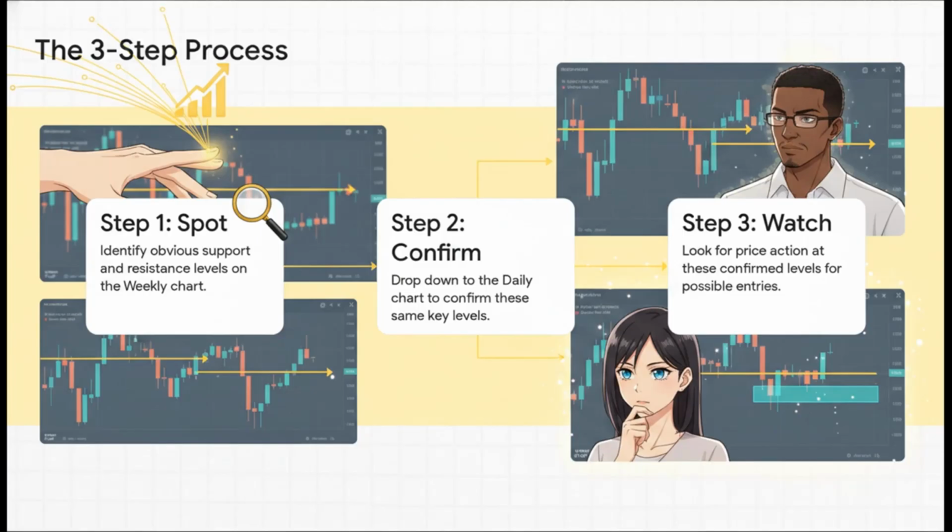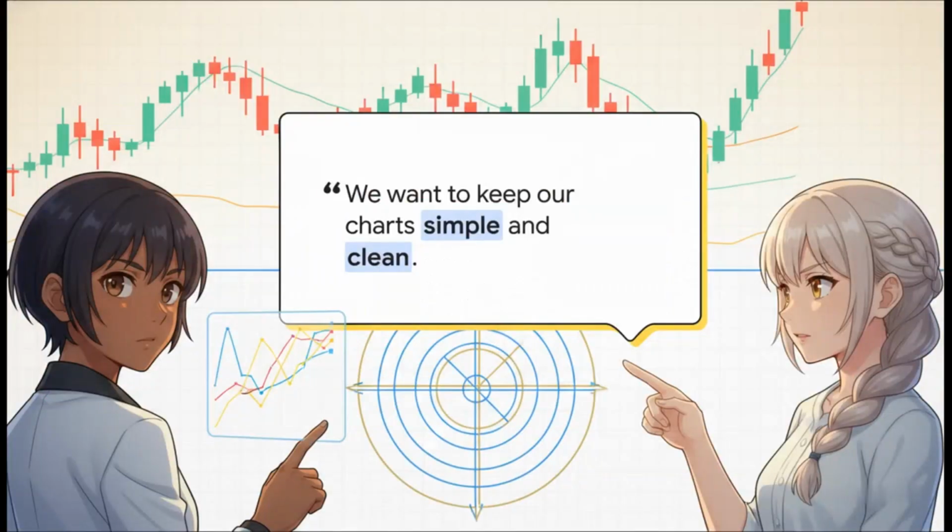Then, step 2, you pop down to the daily chart just to confirm how those same weekly levels look. And finally, step 3, you just wait. You watch for how price reacts when it gets to one of these major confirmed levels. That's it. You see, this all comes back to a really important philosophy. Keep your charts simple and clean. The weekly time frame is how we achieve that. This is all about trading what you can clearly see, not what you think might be there.